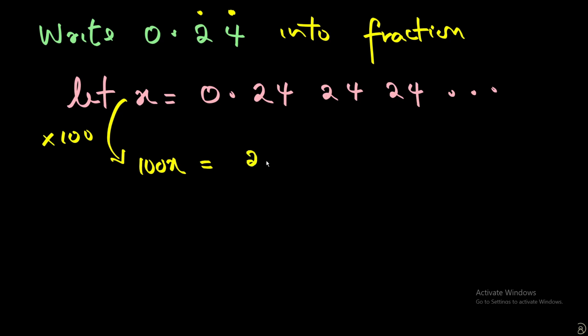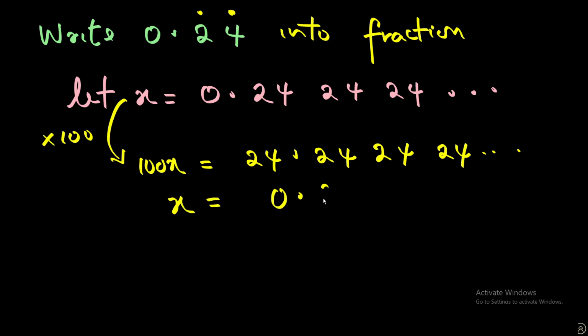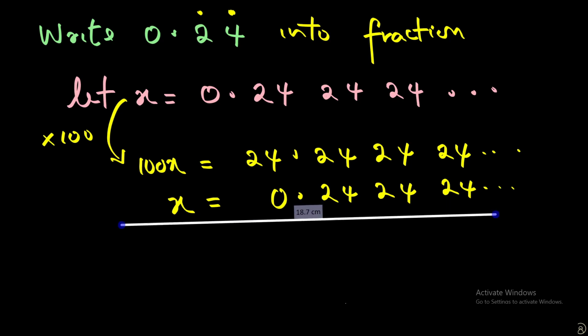And of course, it's going to be 24.242424. It goes on and on. And then we're going to bring the first equation down. That's x. And then line up my decimal point. So you have 0.242424. That's this whole bit. That's this one here. And then we're going to subtract now.